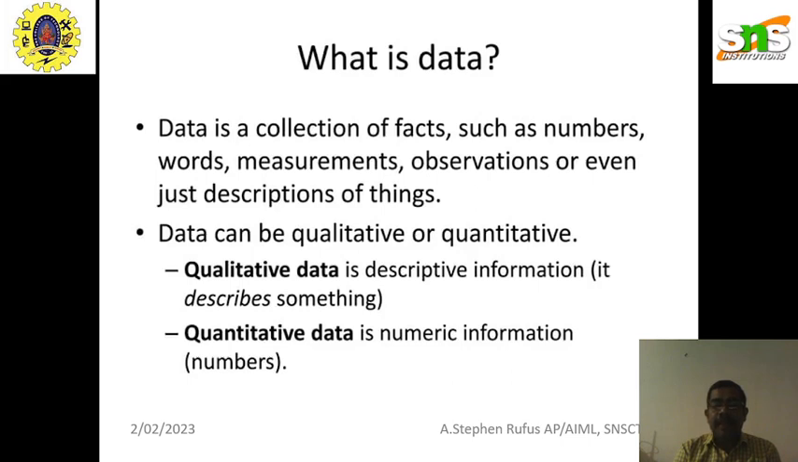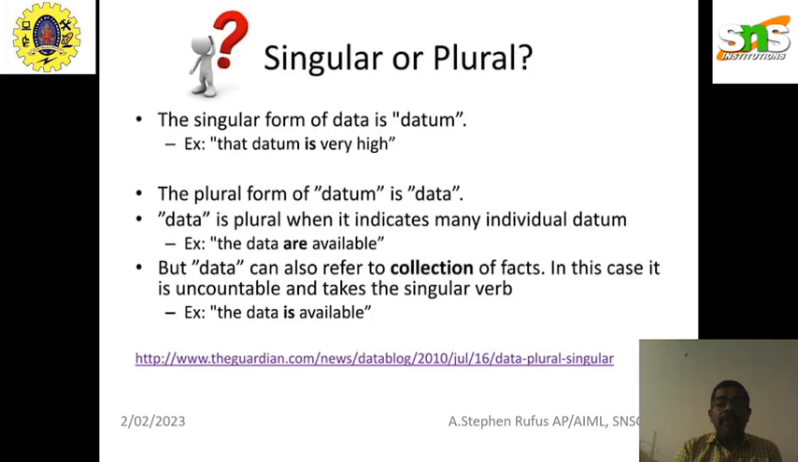If you are talking about the population of a particular city, the population of a state, of a country, or of the world, or how many marks are scored in an exam, who is first rank and who is second rank, all these things come under the category of quantitative data.